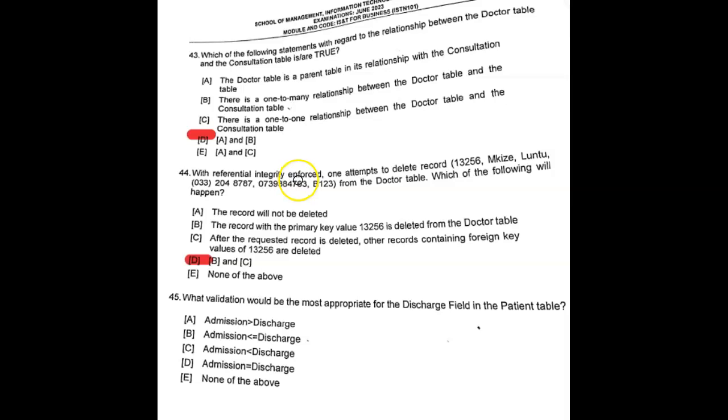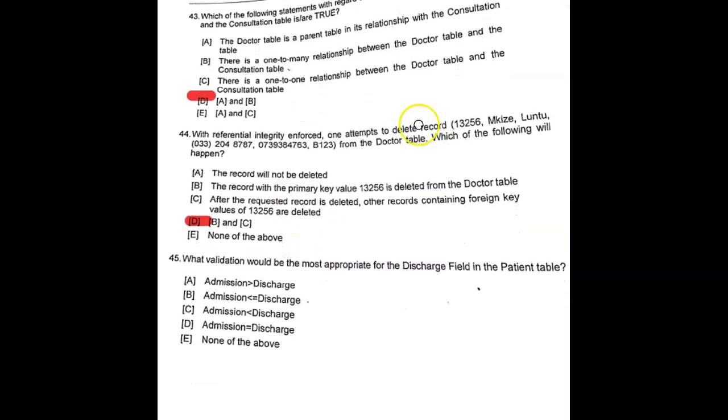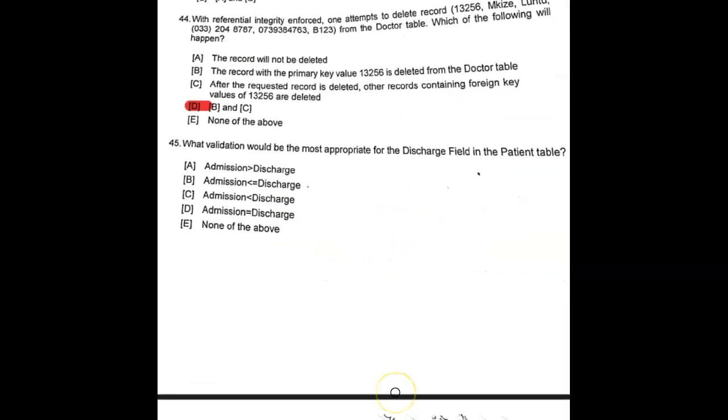Why? The record will not be deleted. No, what I'm saying, not B and C. D. Sorry, D. No, wait. It's B and C. Oh no, wait. What I'm saying, B and C. The answer is D, but it's B and C. Yeah, correct. 100% correct. They both will delete in each other's table.